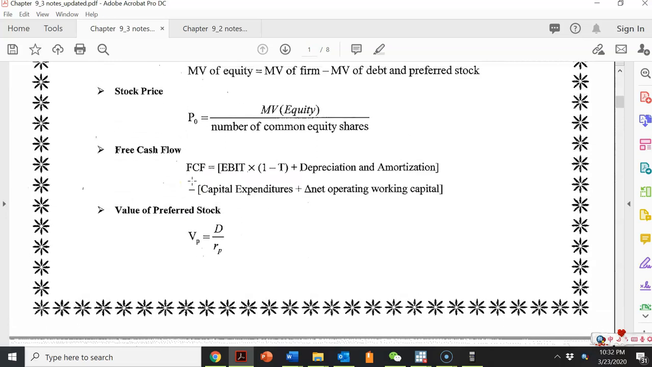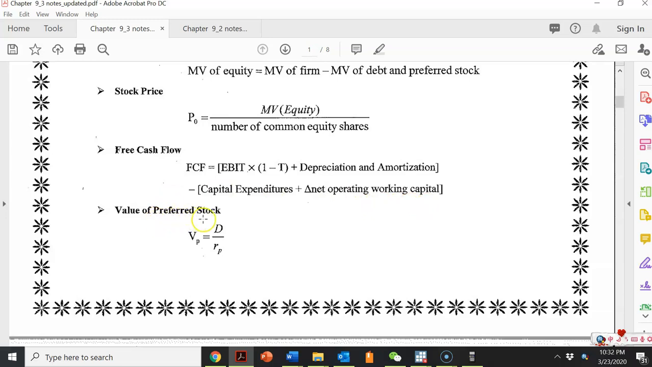In order to get free cash flow, we need to use EBIT multiplied by 1 minus tax rate, plus depreciation and amortization, minus capital expenditures, plus delta net operating working capital.